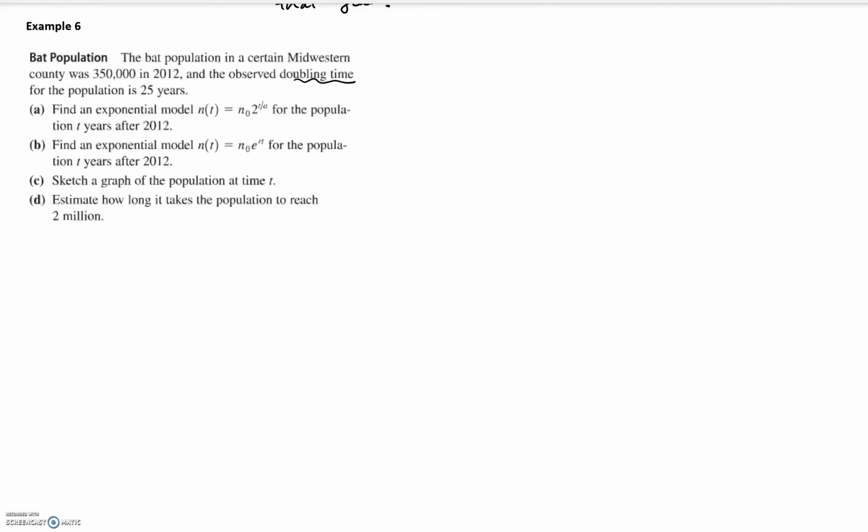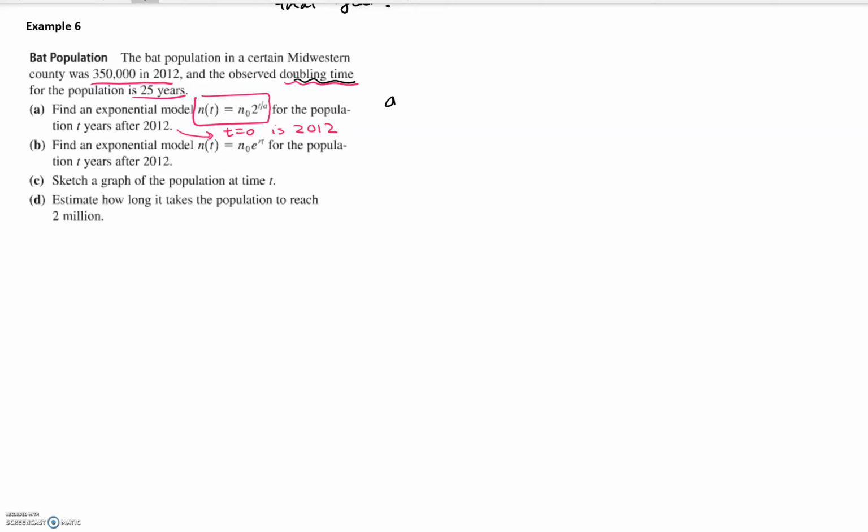So the bat population in a certain Midwestern county was 350,000 in 2012, and the observed doubling time is 25 years. For part A, we're supposed to find an exponential model based on the doubling time, and the years are since or after 2012, which means t equals 0 is 2012. So that's my starting amount.